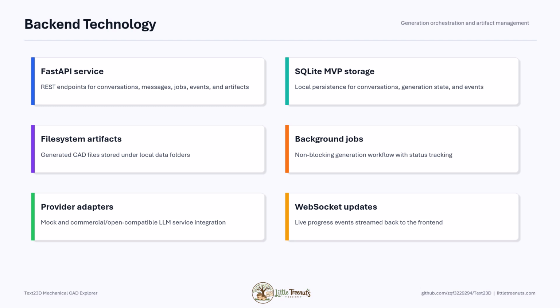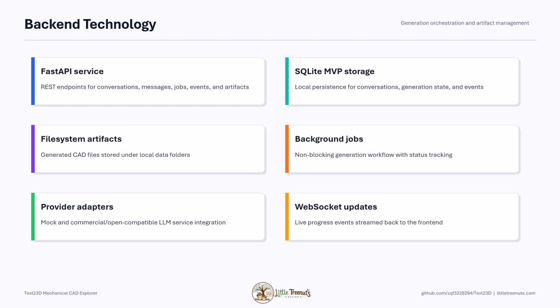Next is the backend technology. We have the FastAPI service, which includes the REST endpoints for conversation, message, jobs, events, and artifacts. We have the SQLite MVP storage, which is the local persistence for conversations, generation states, and events.